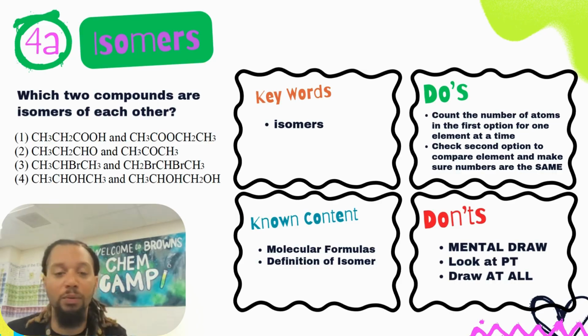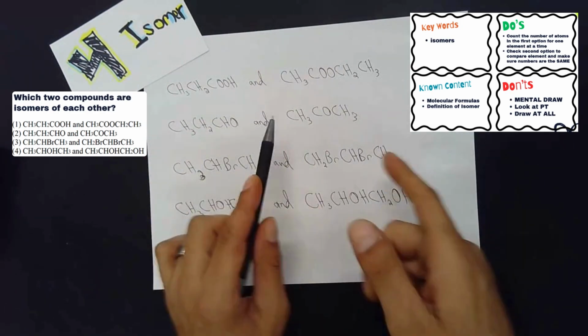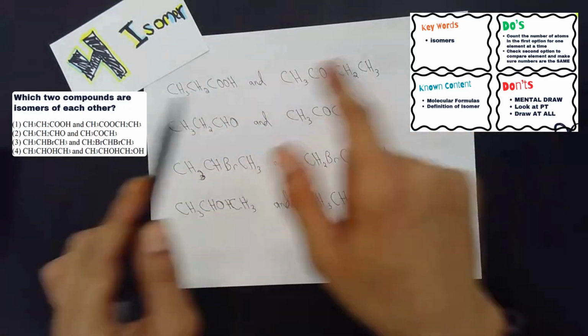We're not going to mental draw. We're not going to look at the periodic table. And ultimately, we're not going to draw at all because we don't need to. So let's work it out. Okay, in this question, we're looking for isomers. Isomers have the same molecular formula, different structural formula. So we need to make sure there are the same number of each atom in either molecule.